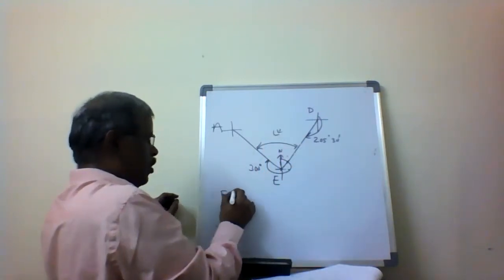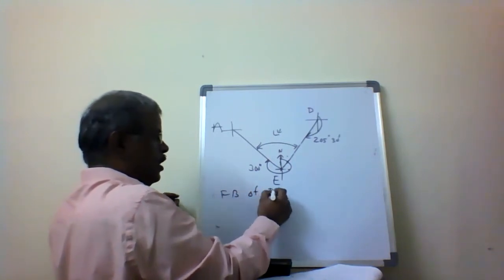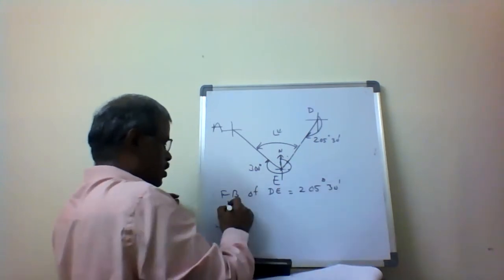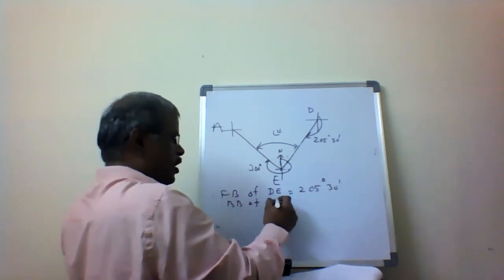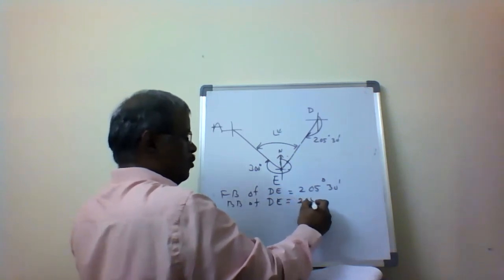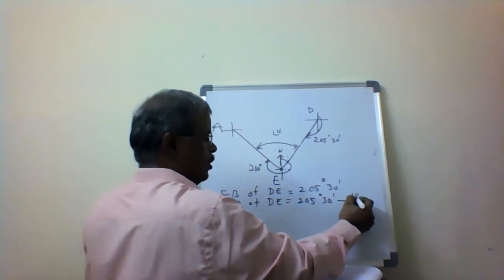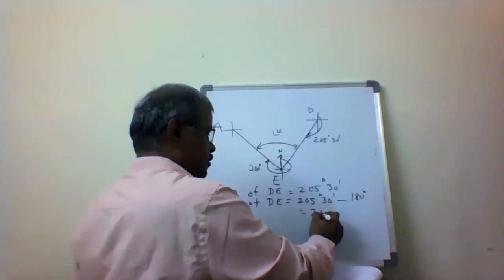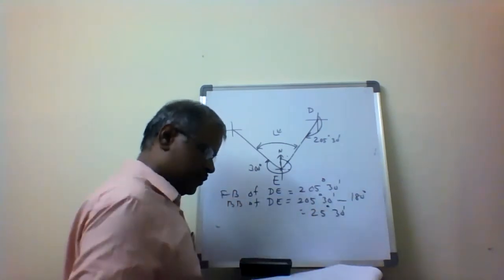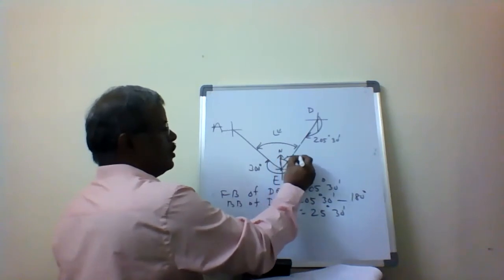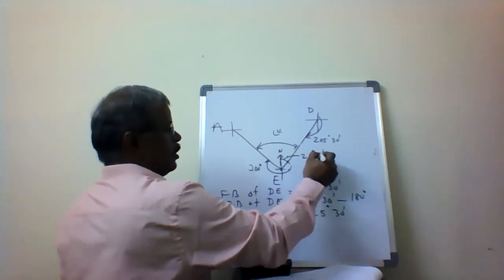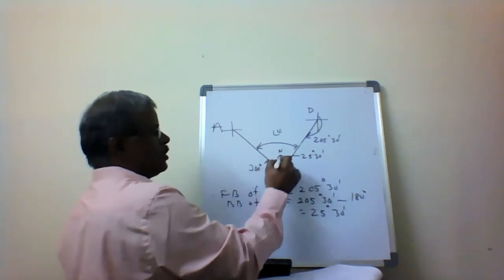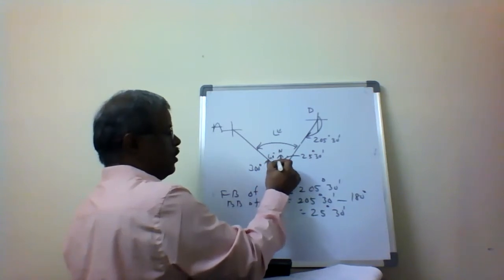Now, the forward bearing of DE equals 205 degrees 30 minutes. Backward bearing of DE equals 205 degrees 30 minutes minus 180, so 25 degrees 30 minutes. This value is 25 degrees 30 minutes. This value, from here to here, is 300 degrees, so the whole circle gives 60 degrees. This value is 60 degrees.